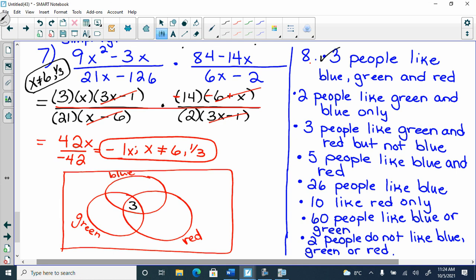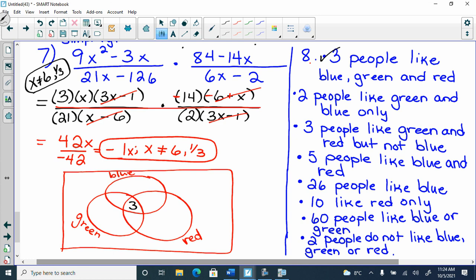Boom, done. Now this is the catch. 3 people already like blue now, correct? 3 people already like green now, and 3 people already like red now. There are 3 people in each of those circles. Boom, boom, boom. Okay? Then I go to the ands. 2 people like green and blue. Okay, green and blue. 2 people, and then people call me over there like, Lepp, there's already 3 there.